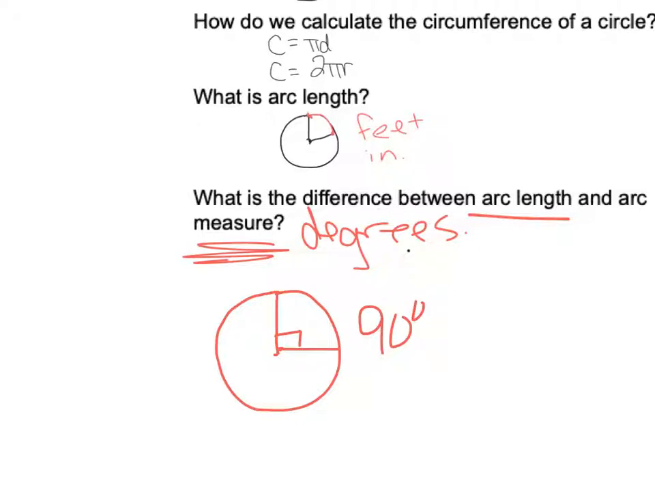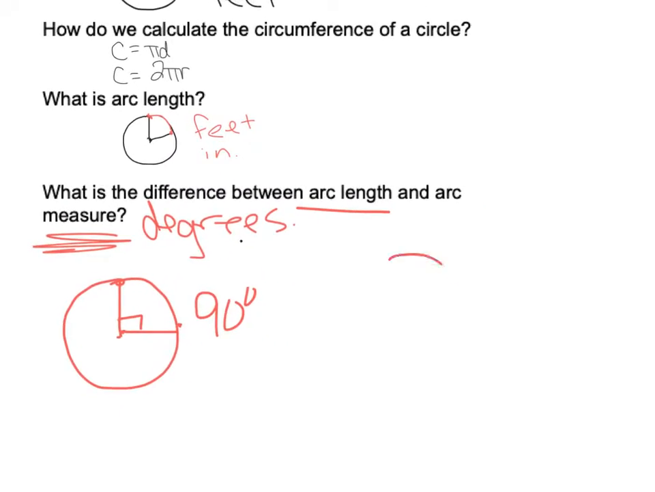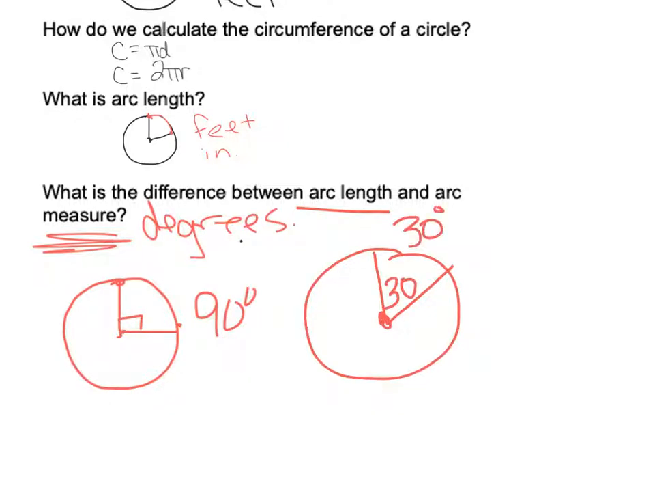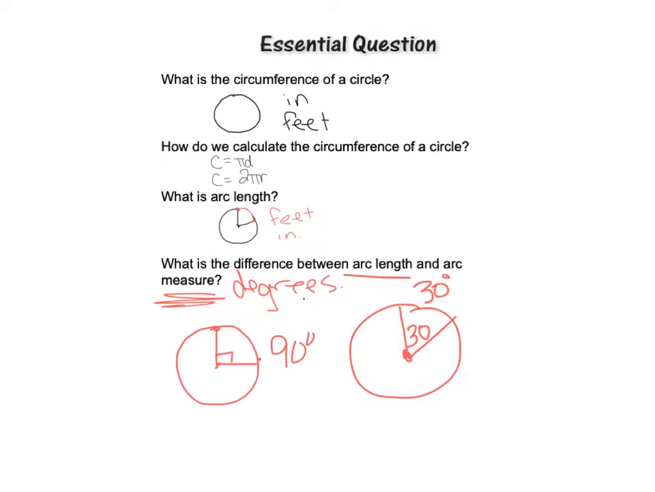We can calculate the distance as an arc length from one point to the next. We would calculate the measure in degrees. So say we had, here's another circle, and this is the center of the circle, say this was a 30-degree angle here. That would be 30 degrees would be the measure of the arc. So knowing the difference between arc length and arc measure is going to be kind of important moving forward.